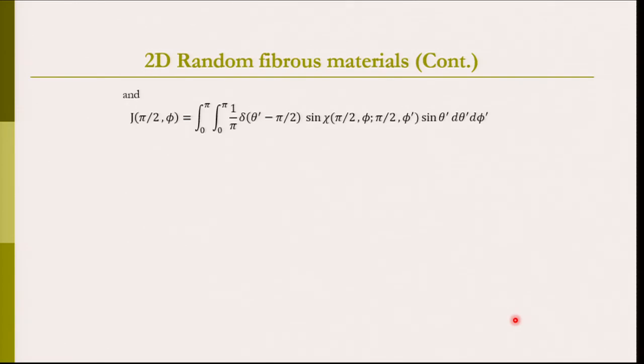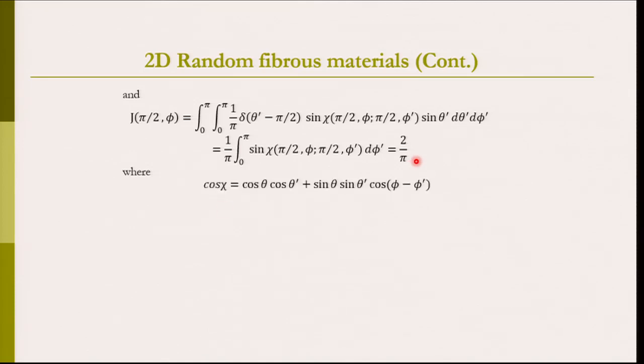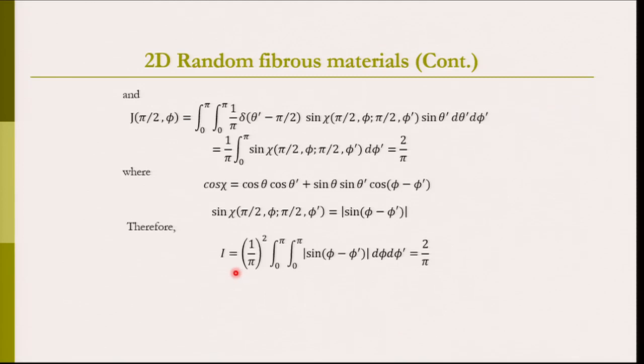So, in this way we can also calculate j of pi by 2 phi. We simply make use of Dirac's delta function here again, and you will see that the value of j for a 2 dimensional random fibrous material would be 2 by pi. You can also see that sin chi can be expressed in terms of sin of phi minus phi dash. Then you can again integrate this equation to calculate the value of I, which is again 2 by pi.